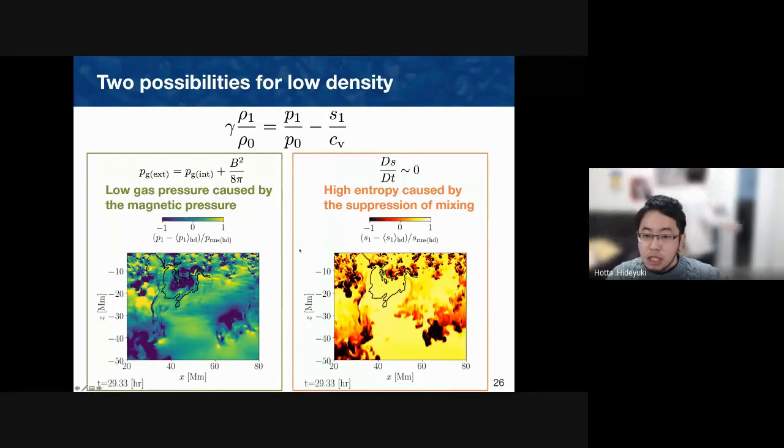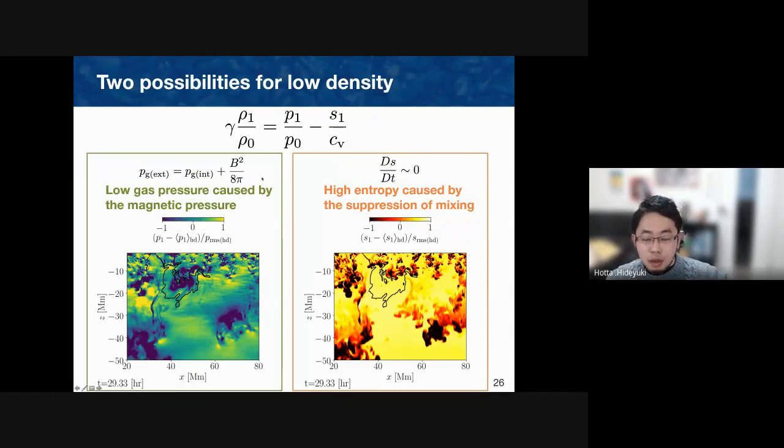The other possibility is a high entropy, okay? High entropy causes a small density, because the magnetic field can suppress the mixing of the small entropy. So there is a downflow, and the downflow has a very small entropy, and the small entropy wants to attack the flux tube, but the magnetic field itself can suppress this mixing. And typically, the flux tube has a larger entropy, and this causes a small density in the flux tube. So, in order to evaluate the two possibilities, we introduce a new variable.